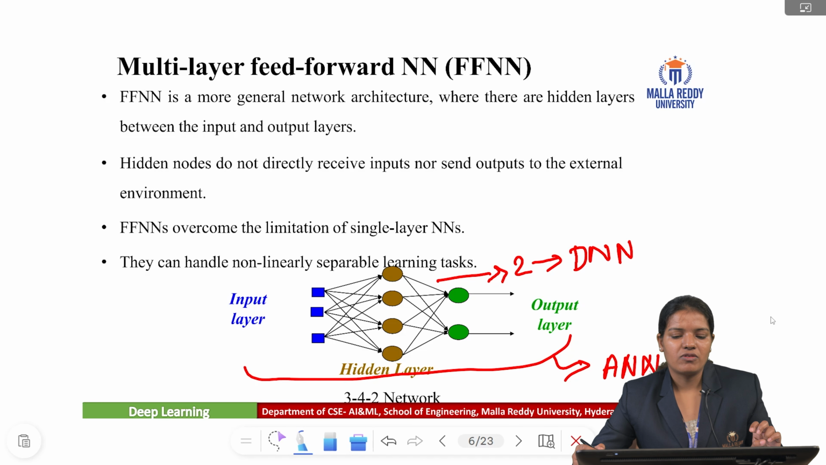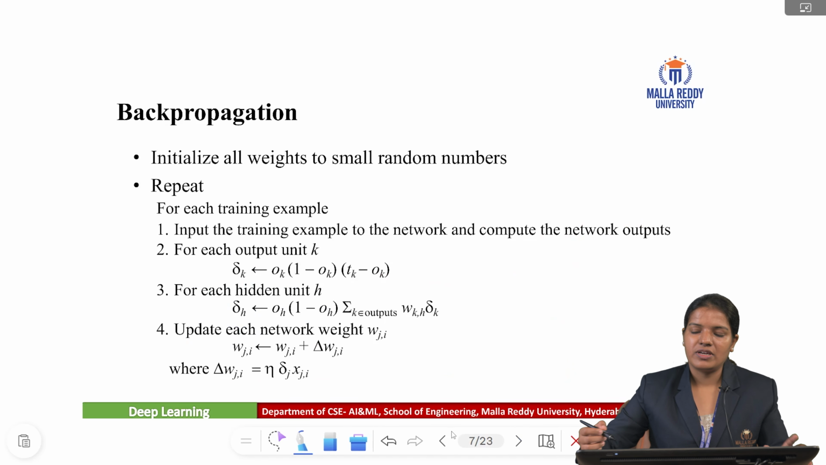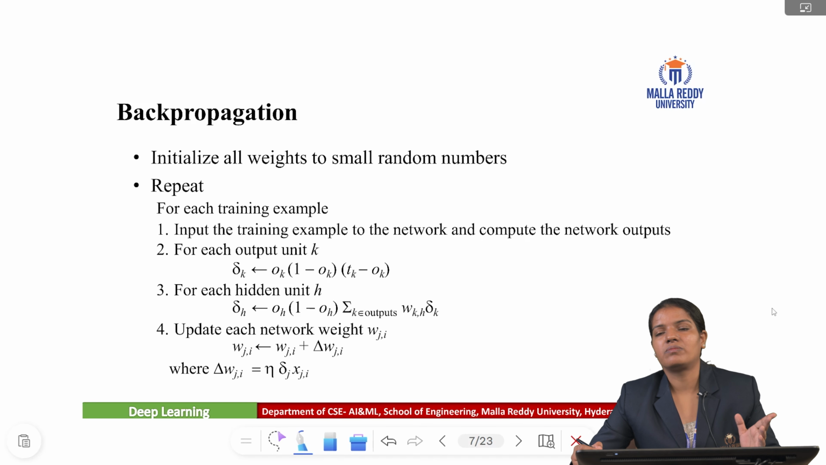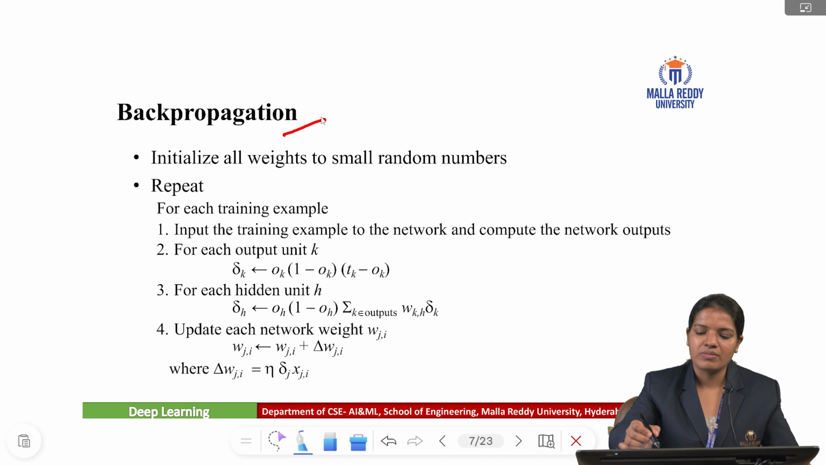Feed-forward neural networks help overcome the limitation of single neural networks by handling non-linearly separable tasks. In the feed-forward neural network, the direction is from the input to the output. At the output, we get some error, and to minimize that error, we can use the backpropagation method. The backpropagation method uses the direction from output to input.